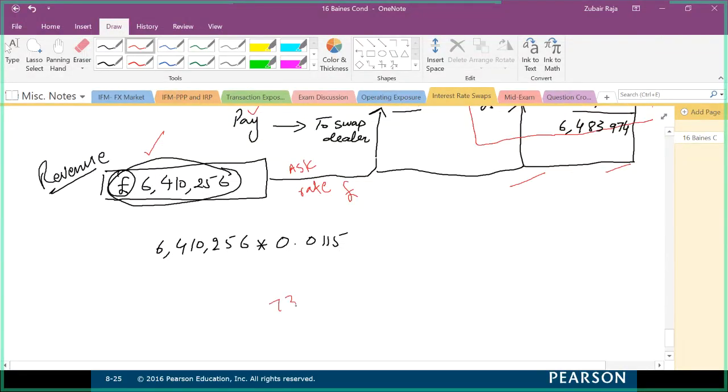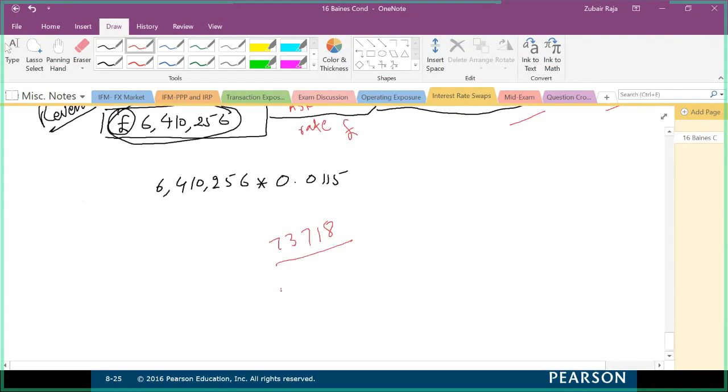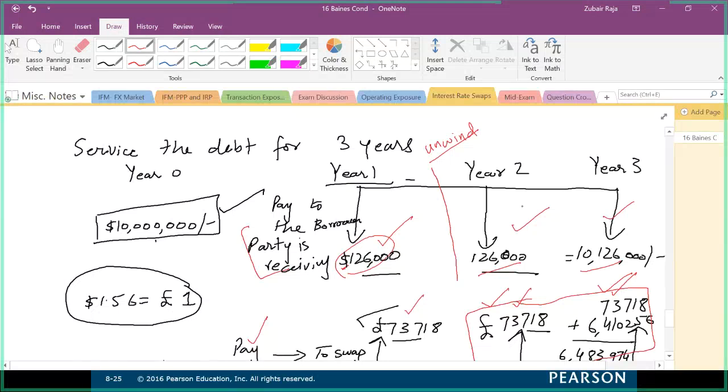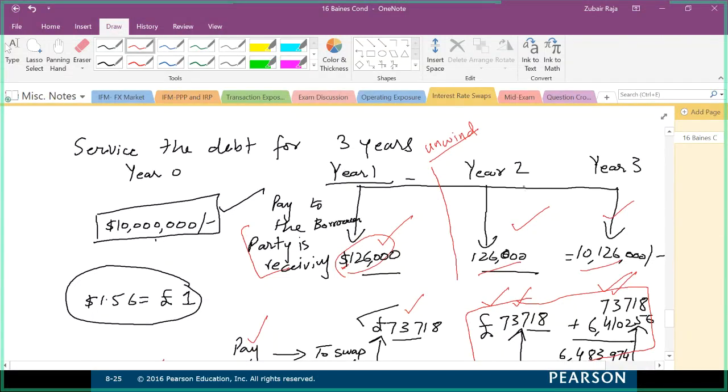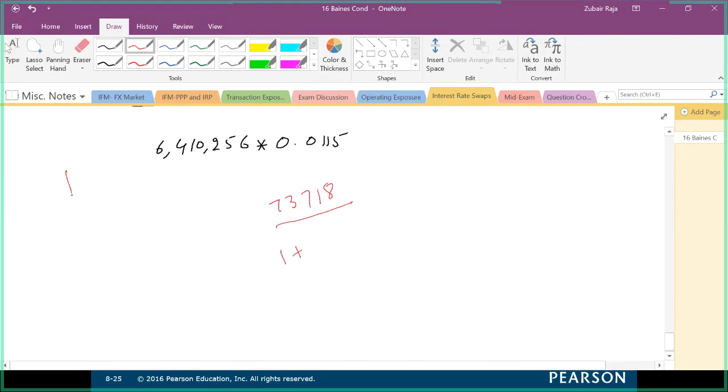Simply, 73,718 divided by 1 plus, now how many years are left? 2 years left. So we will go and find out what the 2-year rate is. Rather, the 3-year rate. Remember, we used the 3-year rate to find all these 3 payments. But now because 2 years are left, we have to look for the 2-year rate. Say the 2-year rate is 1.5% over the pound.